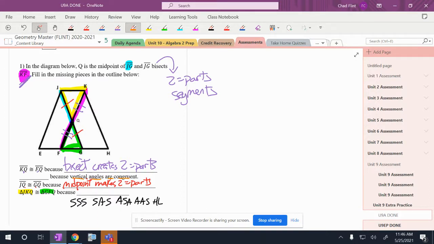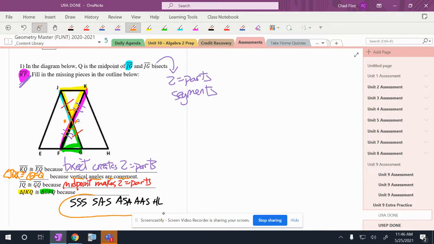Then this next thing says vertical angles are congruent. That means there's got to be vertical angles in the picture. And if you look, here's your X. These are the vertical angles you want because they live inside of the triangles, all right? The vertical angles exist there, but they don't help us because they're not in the triangles. So that's angle JQK congruent to angle GFQ. Those vertical angles are congruent. So now I have my statements filled in.